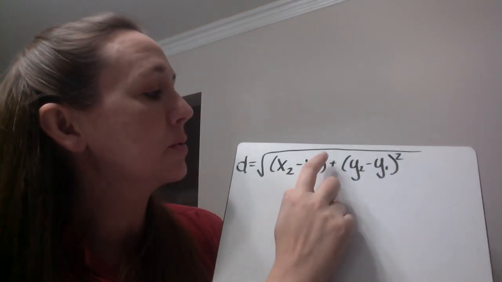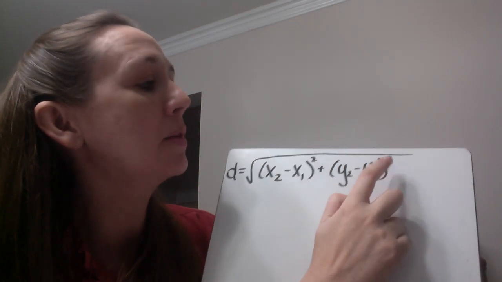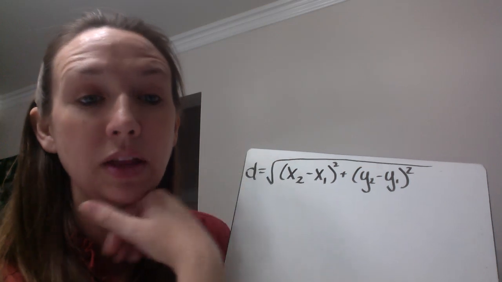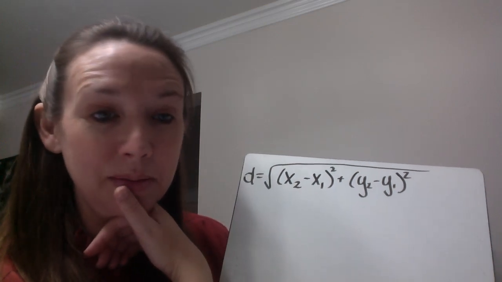x2 minus x1 squared plus y2 minus y1 squared. Take the square root of it all. That's the distance formula.